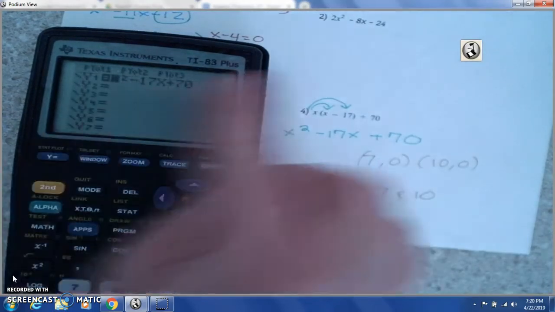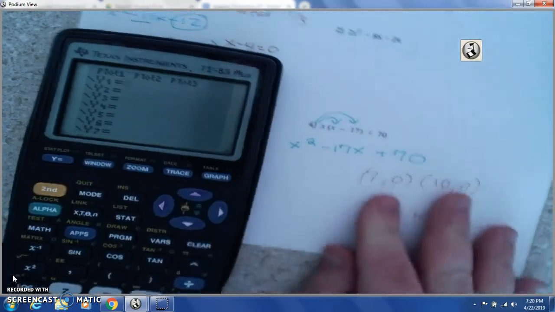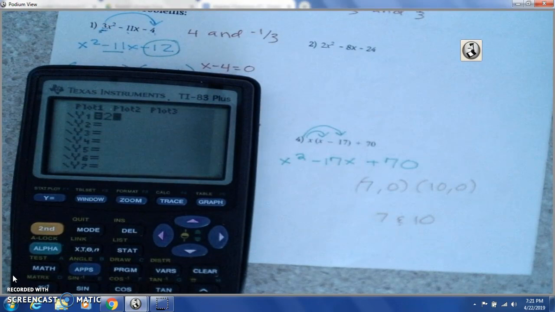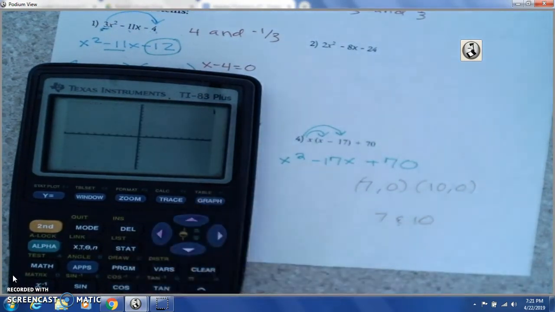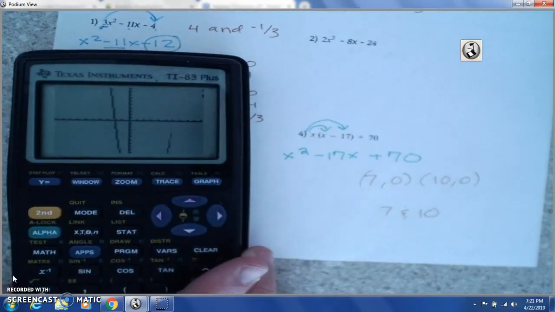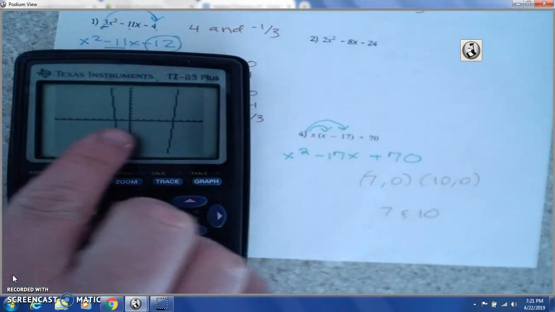Okay, let's look at that top one. 2x squared minus 8x minus 24. I'm going to graph it. Okay, and then enter my zeros as negative 2 and 6.